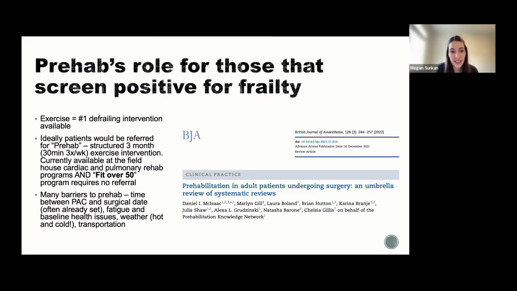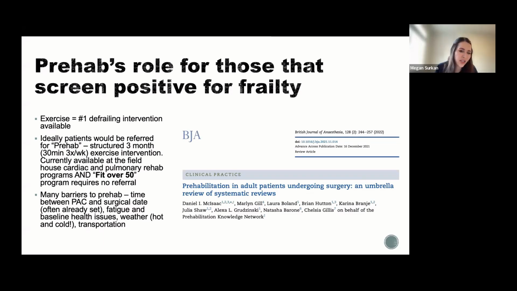But ideally for prehab, it's a structured program. It's at least 2 to 3 times a week, 30 minutes. And 12 weeks seems to be an ideal amount of time. And we often don't have 12 weeks before surgery by the time we identify patients. But in Saskatoon here, we do have a variety of rehab sites. The Field House has both cardiac and pulmonary rehab programs. They also have the Fit Over 50 program that you don't need a referral for. Patients can go there, or we could recommend it to them.